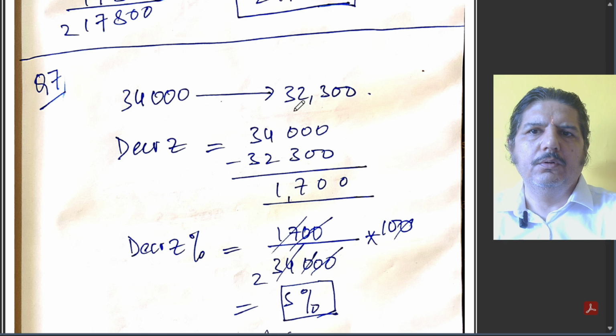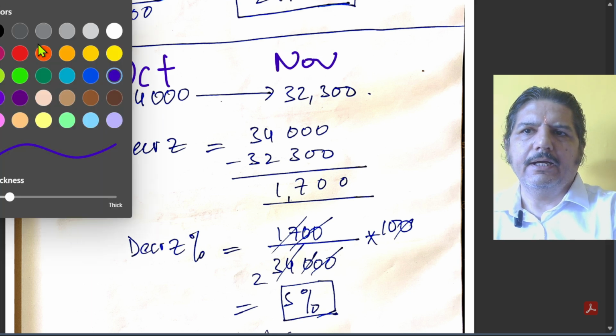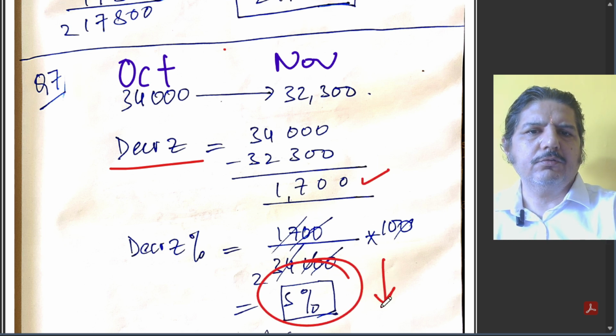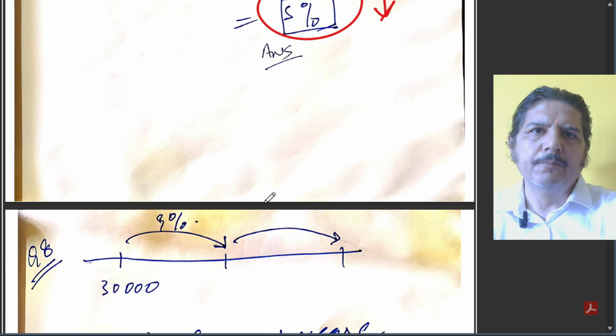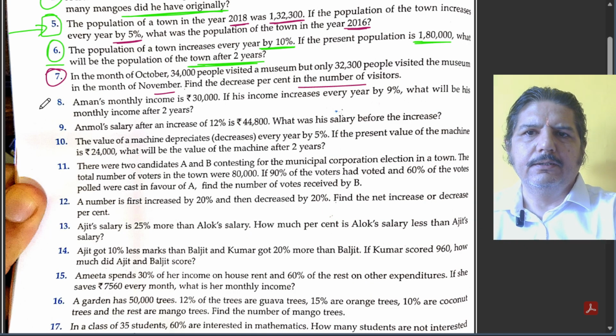If there is any doubt, please let me know in the comment section. So this was in October, this is in November, and as I have told you, you will first find the decrease. So the decrease is 1,700. So this upon 34,000, so the decrease is 5%. So this is the final answer. Hope this is clear. Now let's go to question number 8.